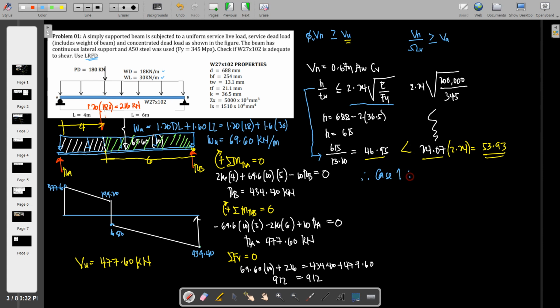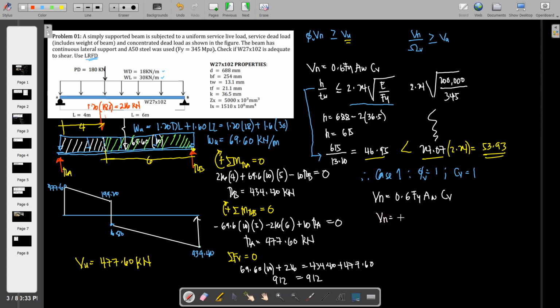wherein our phi is equal to 1. By the way, phi sub v is equal to 1, no? Tsaka yung Cv is also equal to 1. So we are done here na, no? So Vn is equal to 0.6 of Fy Aw times Cv.